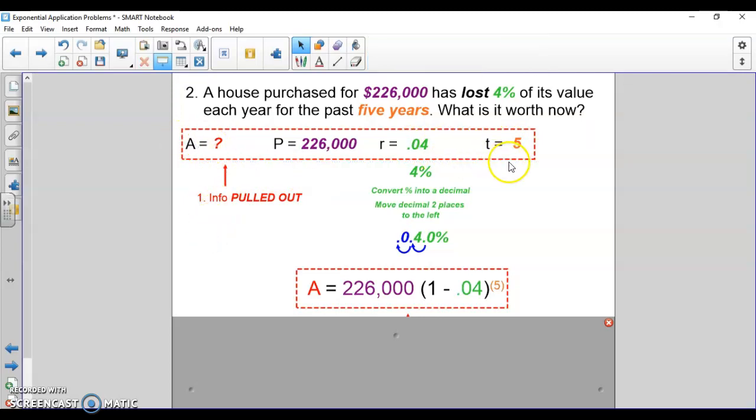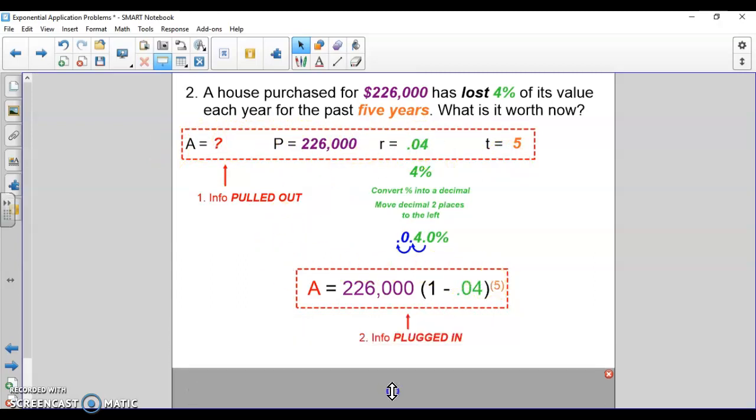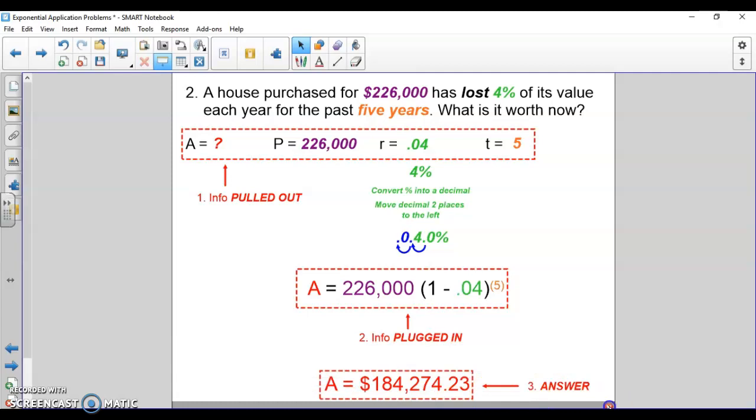So again, boxed in is what I need to see. You just take that information, you plug it in. That's it. Plug it in the calculator, you get an answer. All right.